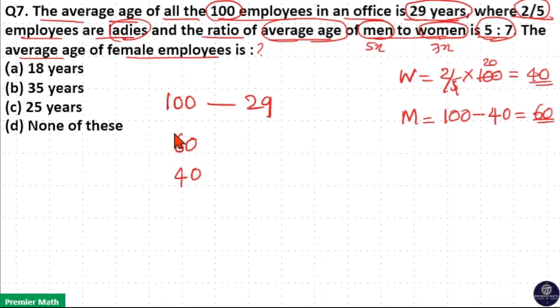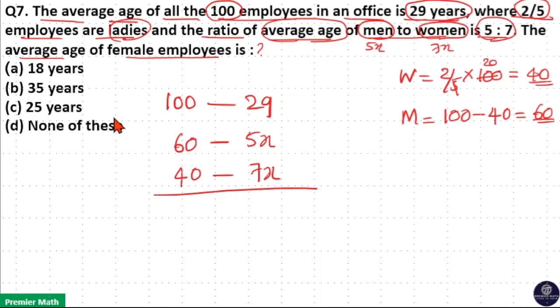Now, the average age of the 60 men is 5x. The average age of the 40 women is 7x. Now, we already know the total age will be the average age into the number of employees. That is 29 into 100 is the total age here. This total age means the total age of men plus the total age of women. Total age of men is 5x into 60. Total age of women is 7x into 40.